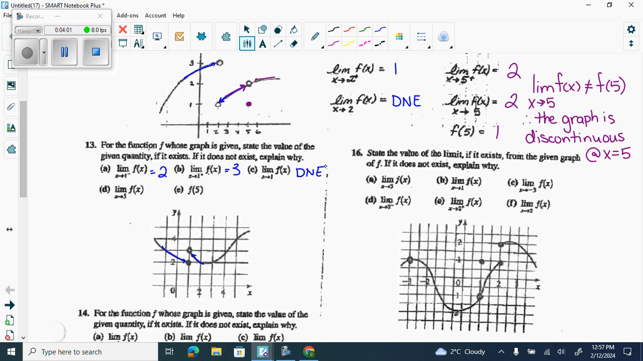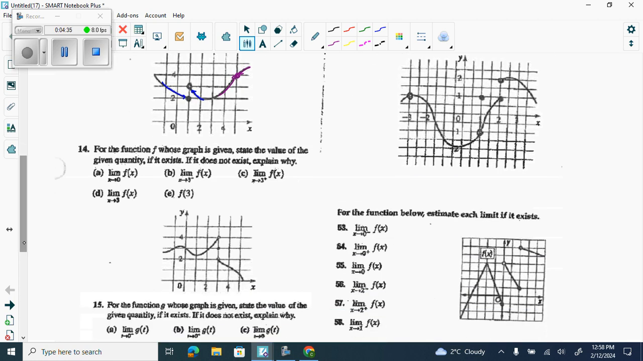And then x approaches 5. Here's 5. So x approaches 5 would be from the right and the left. What's it approaching? 4. And what's f of 5? 4. So what could you tell me about 5? The limit is 4. f of 5 is 4. So what can you tell me about the graph? Yeah? It's continuous. If the limit as x approaches 5 of f of x equals f of 5, then the graph is continuous at x equals 5. Okay.